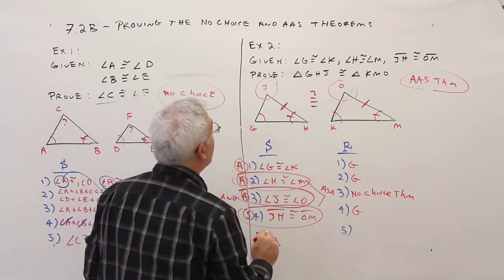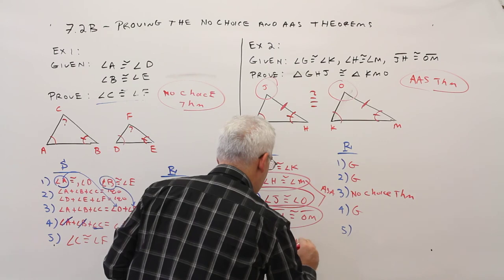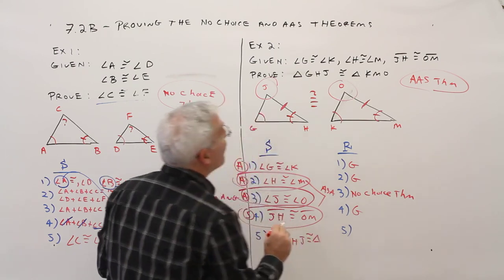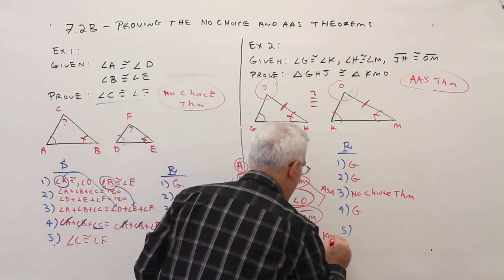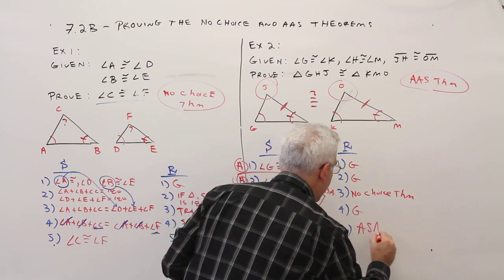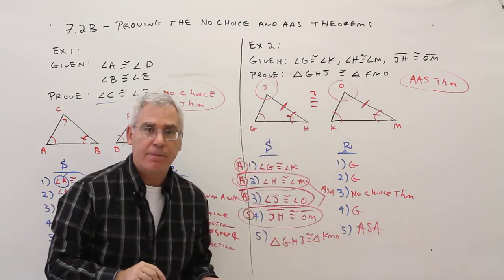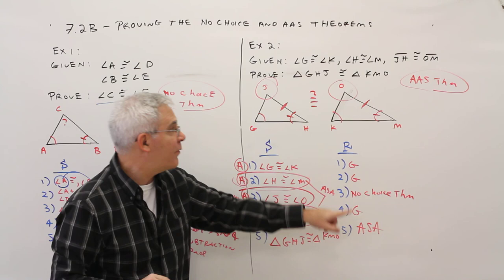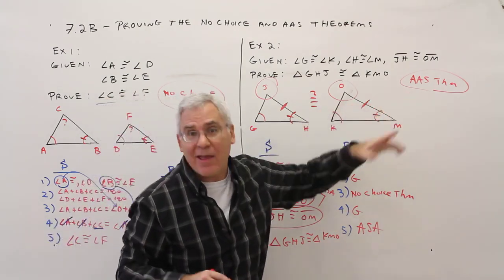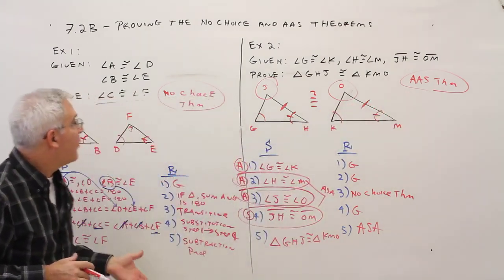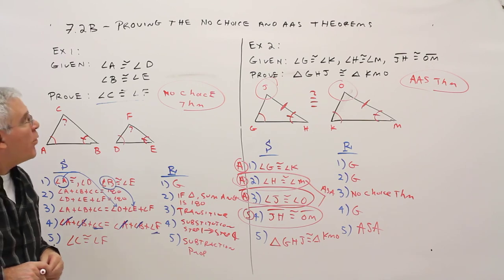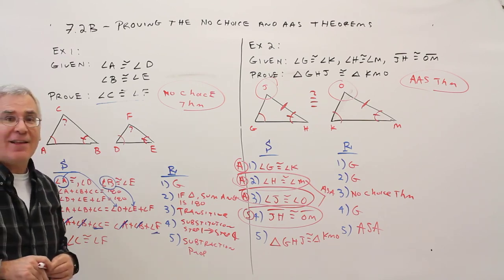So triangle GHJ congruent to triangle KMO by angle side angle. Again, angle side angle is used to prove angle angle side. Kind of confusing. So there you have it. Proof of the no choice and the angle angle side theorems.